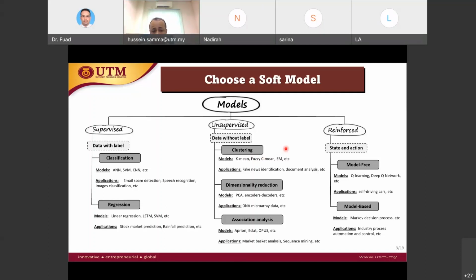Under this category, we have different applications such as fake news identification and document analysis. So the label is not there. This is the key idea here.